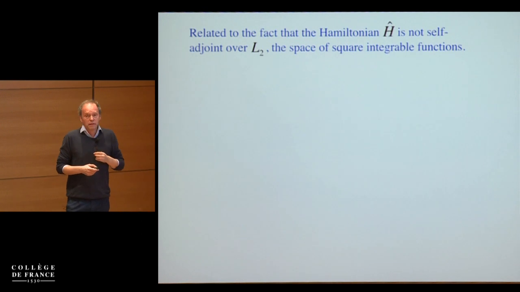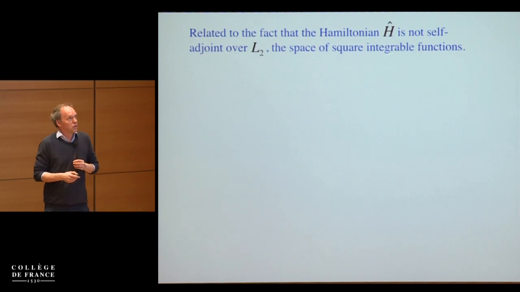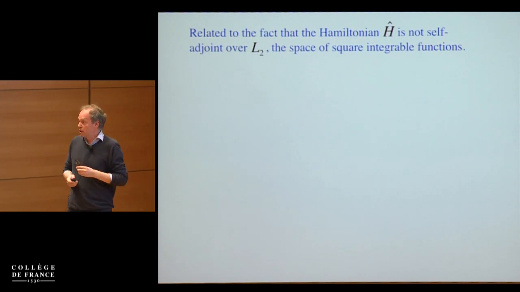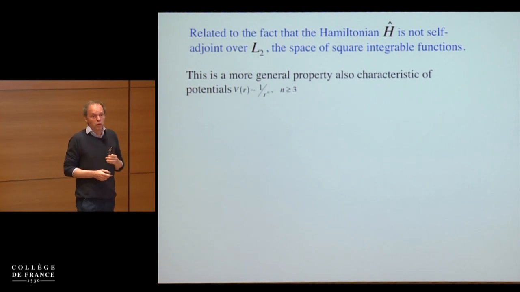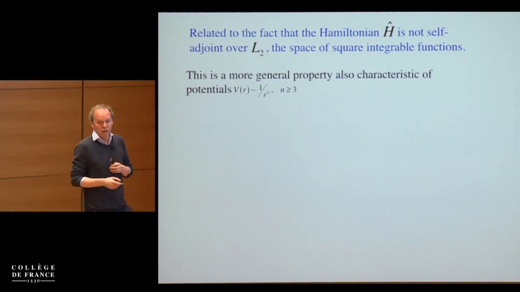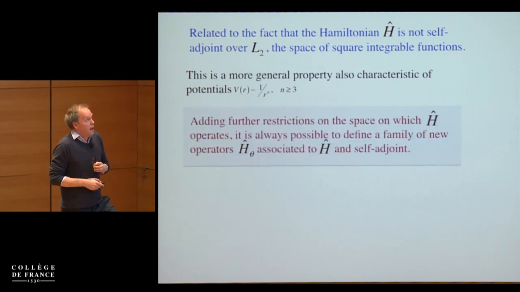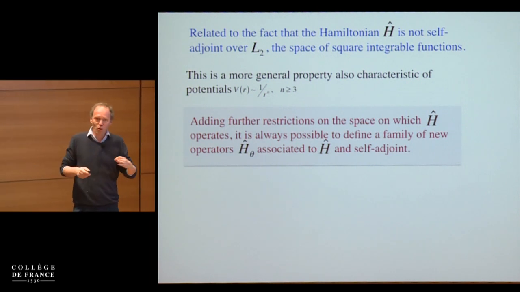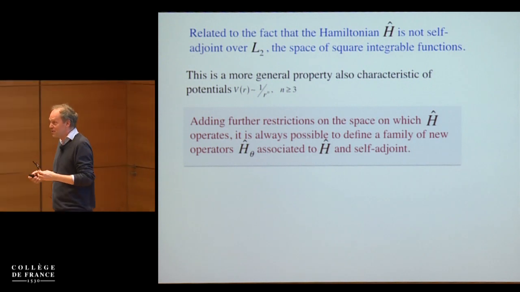Okay, so this weird behavior is in fact related to the fact that this Hamiltonian is not self-adjoint over the space of square integrable functions. Okay? And this is a property that a lot of such potentials have. For instance, if you look at potentials which decay even more rapidly, they also have this problem of self-adjointness. And we know how to solve this kind of problem. There are things that are obvious from the basics of quantum mechanics, but that we forgot with the years, okay?